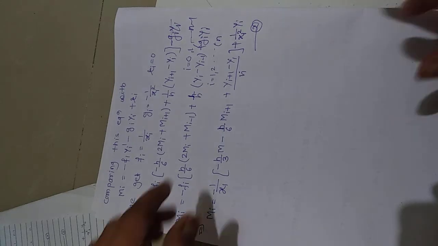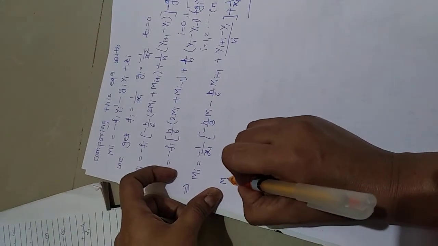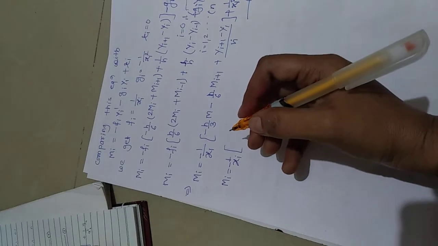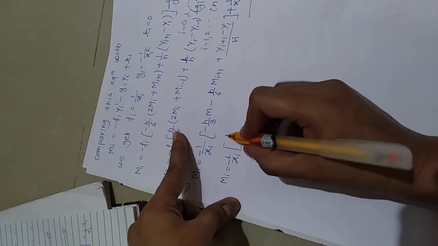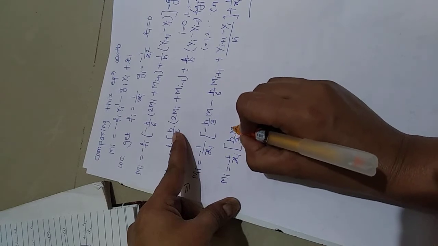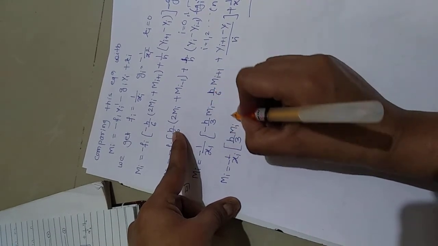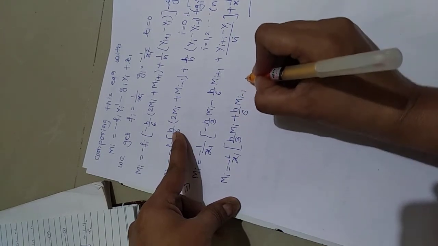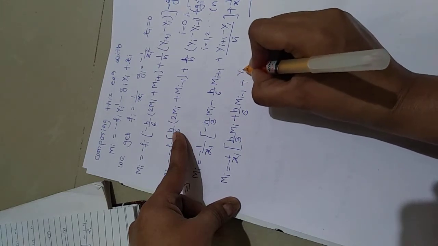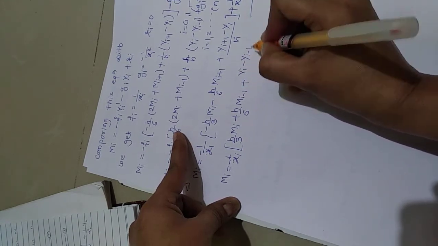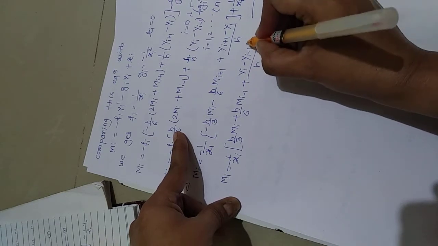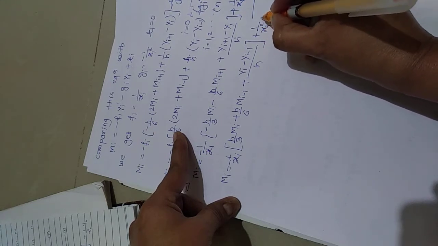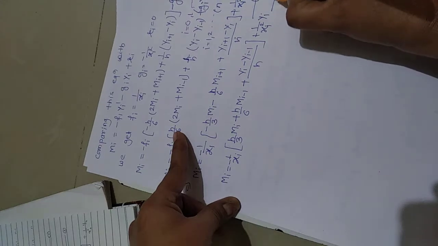And then in second equation mi is equal to minus 1 upon xi into bracket, here h by 6 is positive, then we get h by 3 mi plus h by 6 mi minus 1 plus yi minus 1 upon h plus 1 upon xi square yi. That is equation number 3.